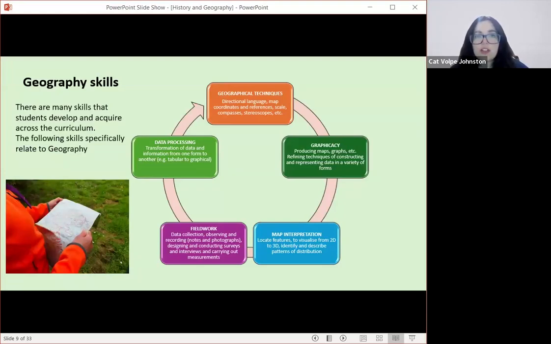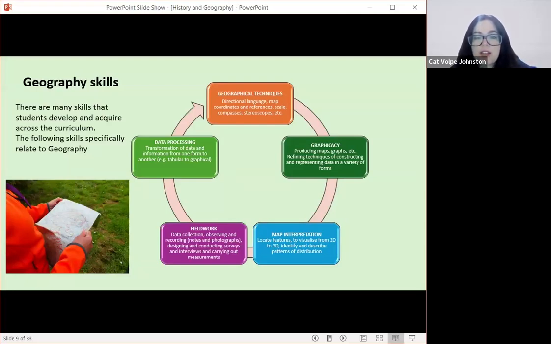You can go on an excursion and engage in fieldwork. That's true, but not all excursions involve fieldwork. So fieldwork is where you're actually collecting data, making observations, recording notes on the data that you're collecting. You might be conducting surveys or interviews out in the field or carrying out measurements, recording how many plastic bottles are at the beach, and so forth, things like that.